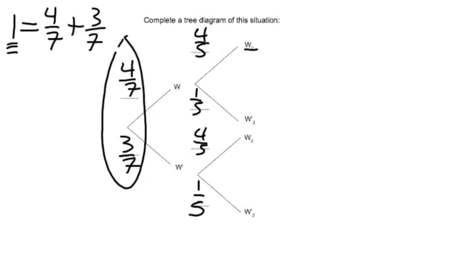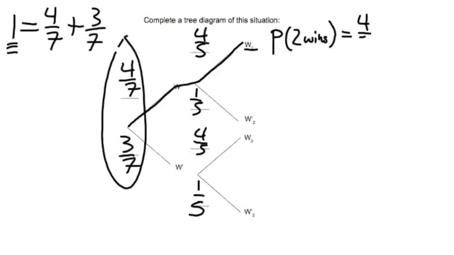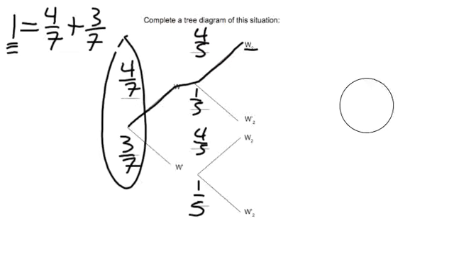So we're going to follow the branches of the tree. And so let's start with this. If they win the first game and then win the second game, what are the probabilities of that happening? So the probability of 2 wins is going to be equal to the probability of winning the first game times the probability of winning the second game. So this is going to be equal to 4 times 4, which is 16, and 7 times 5, which is 35. So their probability of 2 wins is 16 out of 35.